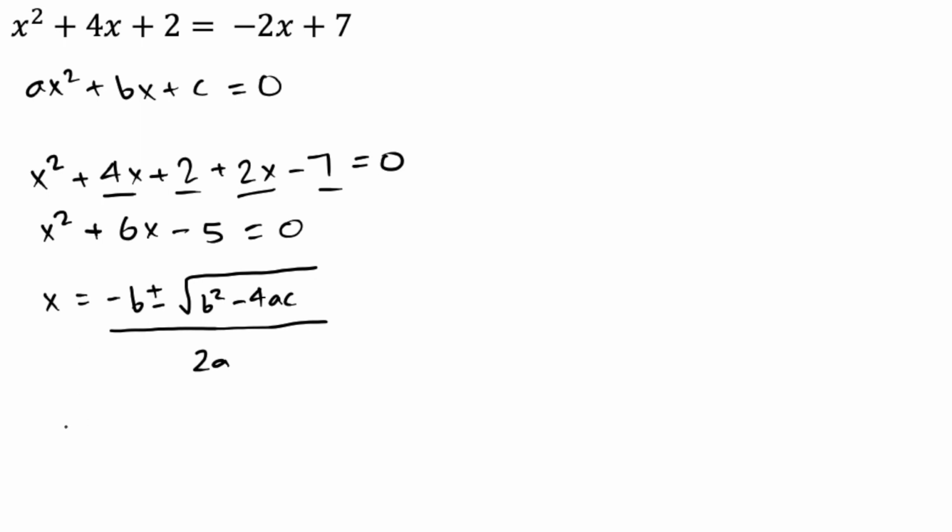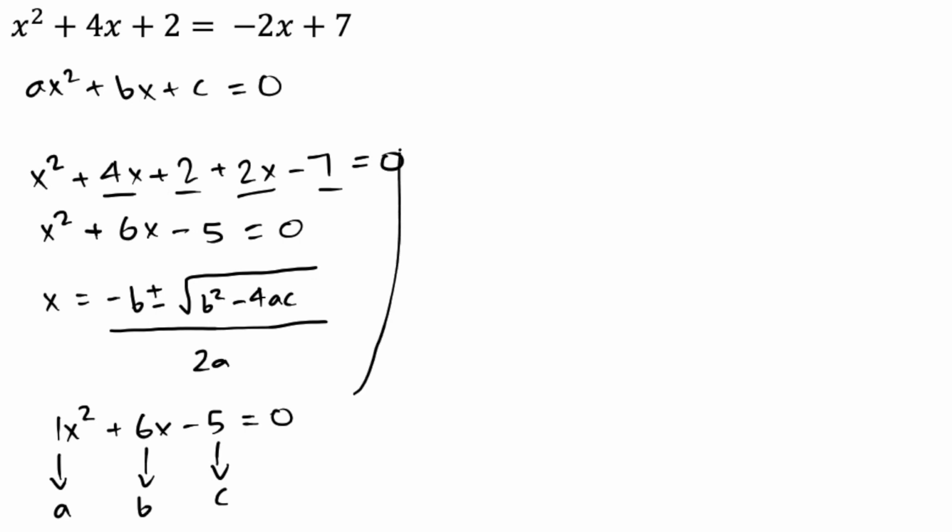We have x squared plus 6x minus 5 is equal to 0. Negative 5 is our c. Plus 6 is going to be our b. And 1 is our a. As there's no coefficient, we always assume it's 1. So let's make the substitutions into the quadratic formula directly.